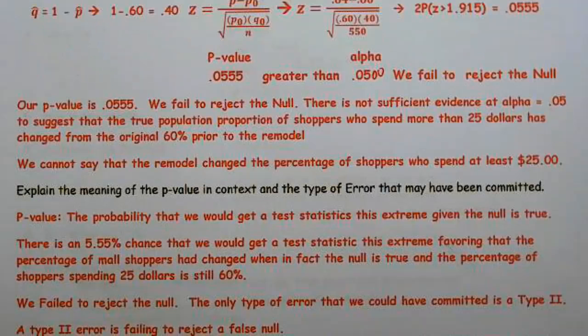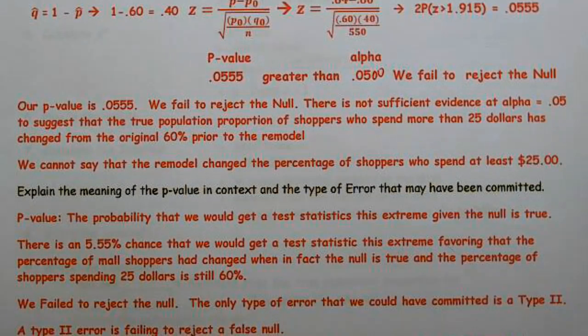The next thing says, explain the meaning of the p-value in context and the type of error that may have been committed. Well, there's a 5.5% chance that we would get a test statistic this extreme favoring that the percentage of mall shoppers had changed when in fact the null is true and the percentage of shoppers had not changed. In other words, there's a 5.5% chance we get a test statistic this extreme when in fact the null is true and the percentage had not changed and it's still 60%.